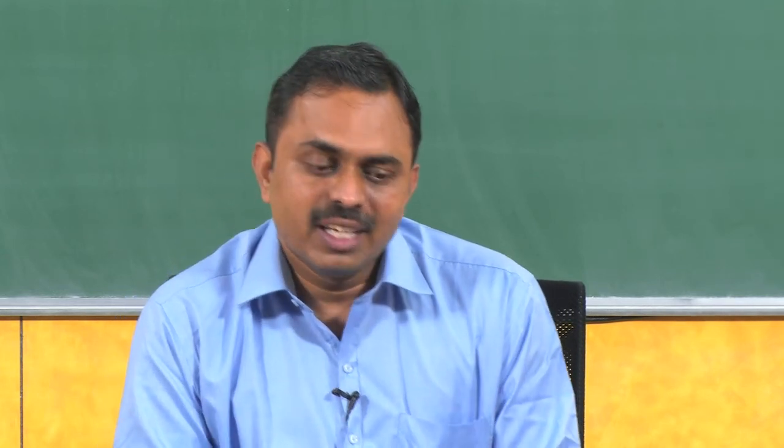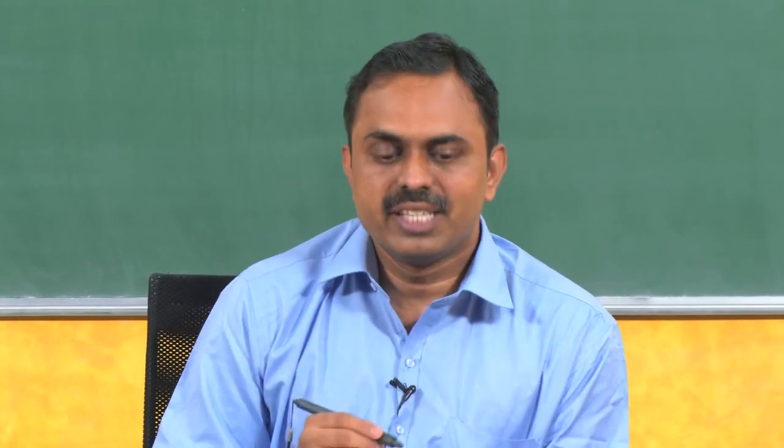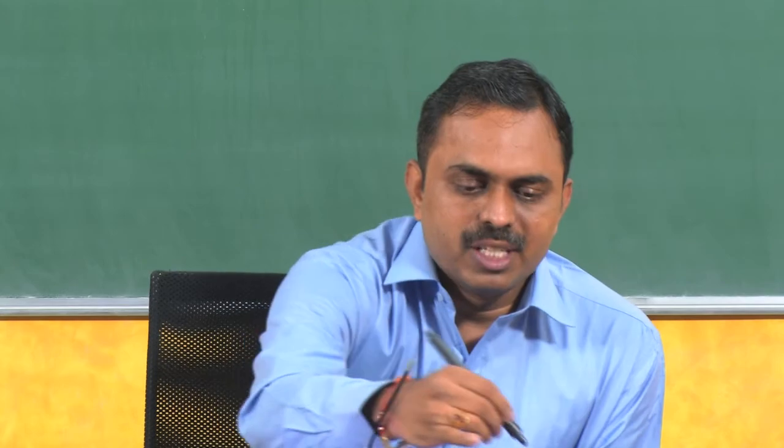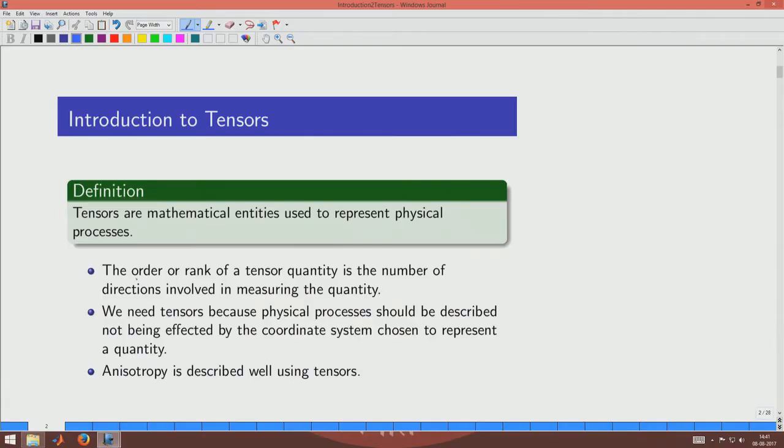So, tensors are mathematical entities that are used to represent physical processes, and we are going to use them in the context of coordinate rotations, and we are going to define the tensors in the same way. Whenever we encounter the quantity tensor, we often come across the word order or rank. People say a tensor of order 1, tensor of order 2, or tensor of rank 1 or rank 2. What we mean by both order and rank is one and the same.